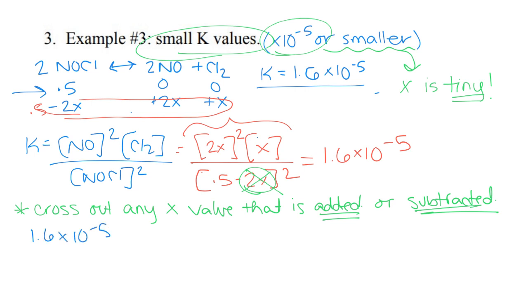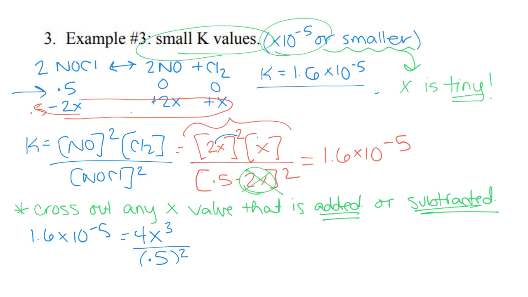On the top, remember that I need to square that 2. So I'm going to have 4x squared, but then times x. So that's 4x cubed on the top. And on the bottom, I'm just going to have 0.5 because I crossed that out. Just kidding. Need to square it. 0.5 squared on the bottom.